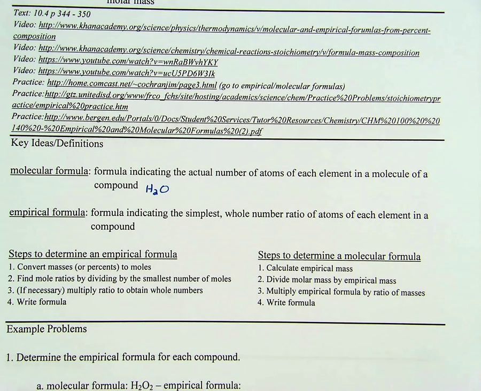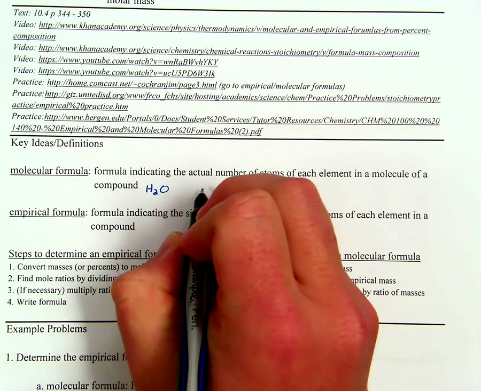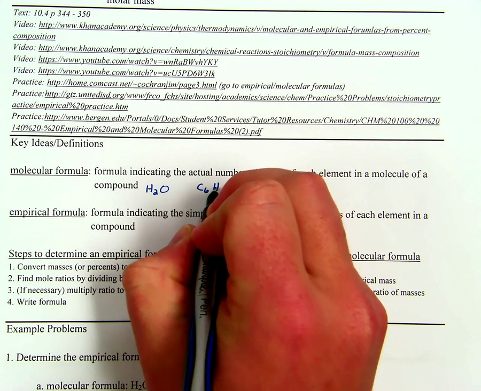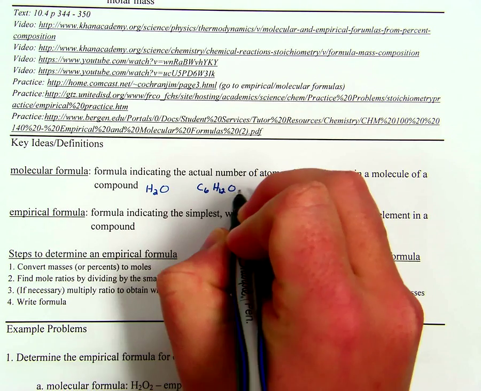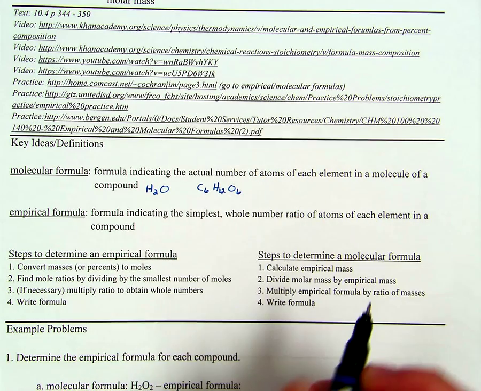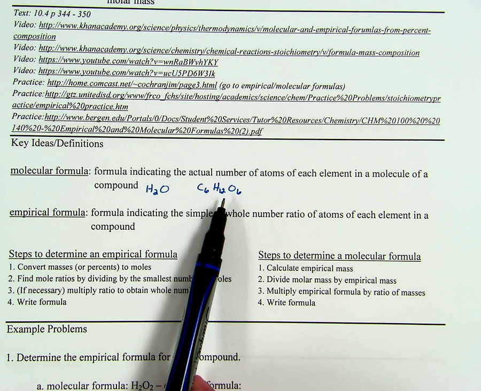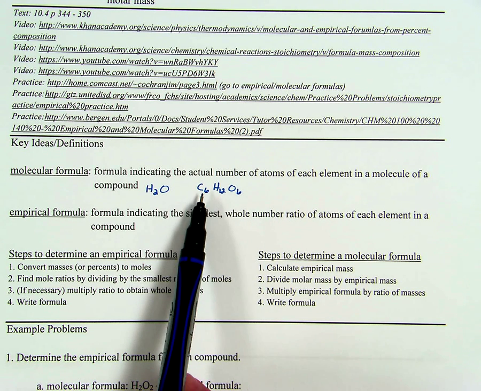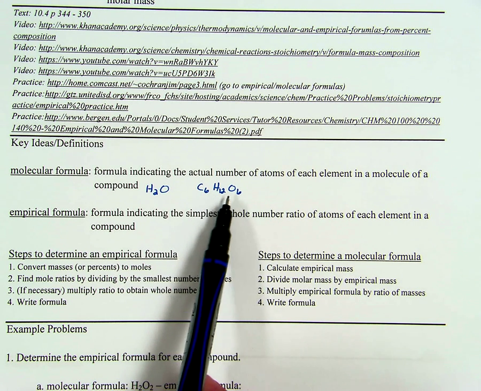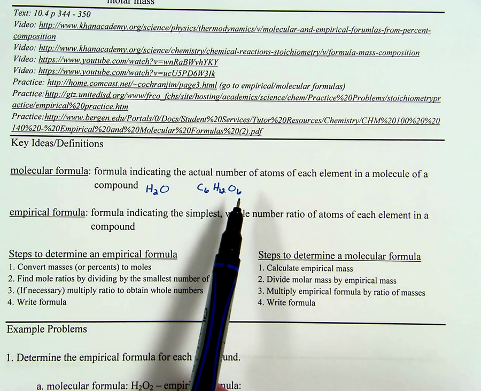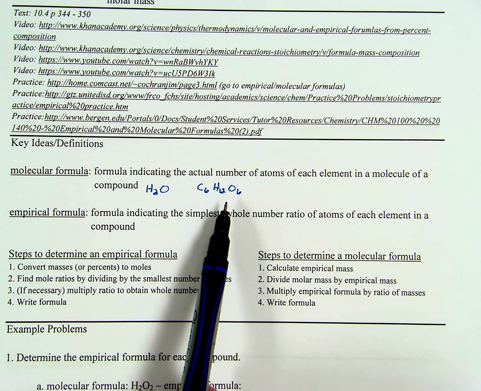Likewise, let's say we had sucrose, which is C6H12O6. In a molecule of sucrose, that's a type of sugar, there would be 6 atoms of carbon, 12 of hydrogen, and 6 of oxygen. That would be what would actually make up that compound.